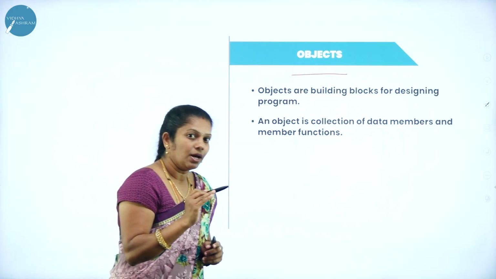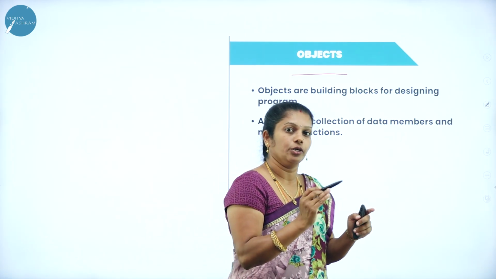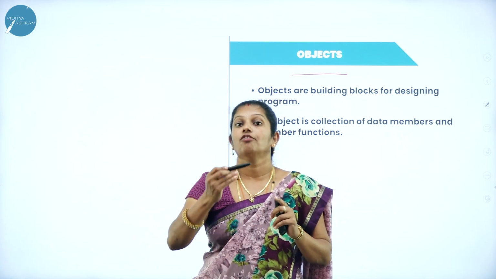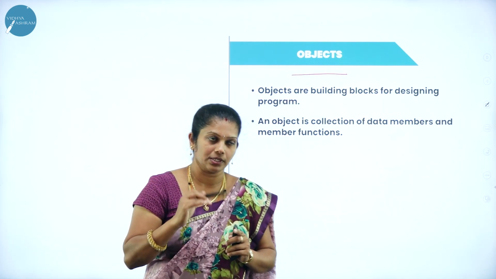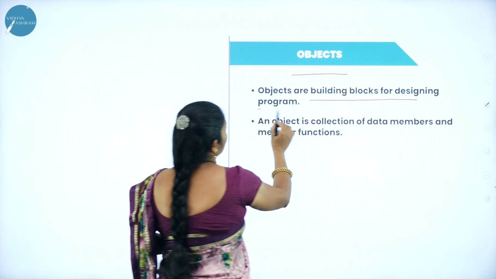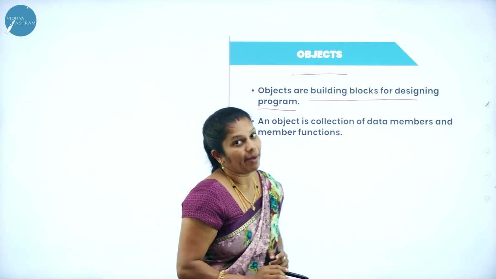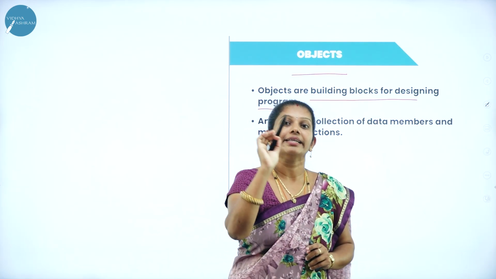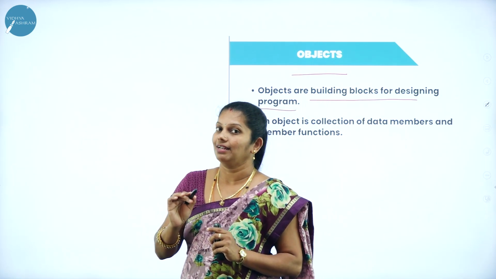For 1 mark, you may get a question such as what do you mean by object, or define object. Or for 5 marks, you may get a question to write the features of OOPS. An object is a building block for designing a program. Or we can say it is a real-time entity which has some characteristics as well as behavior.